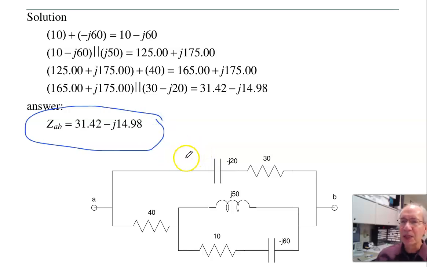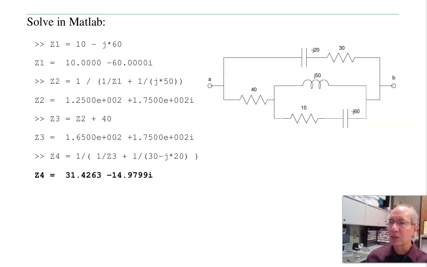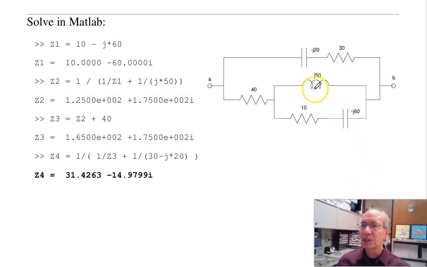So let's do that in MATLAB. In MATLAB, I would say 10 minus j60, call that Z1, in parallel with j50, so 1 over Z1 plus 1 over j50, that's Z2, in series with 40, in parallel with 30 minus j20, gives you the same answer.